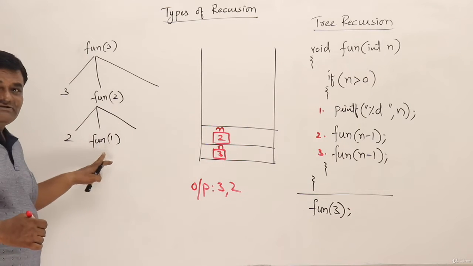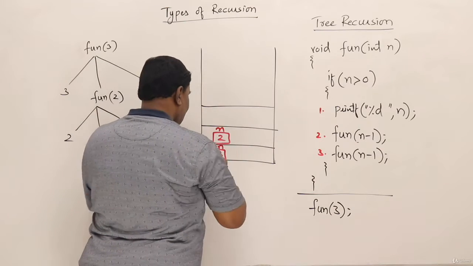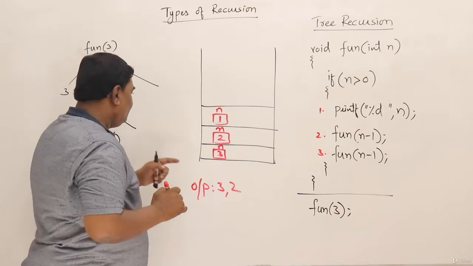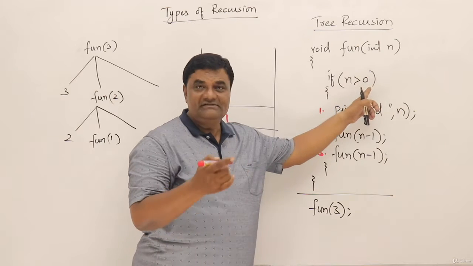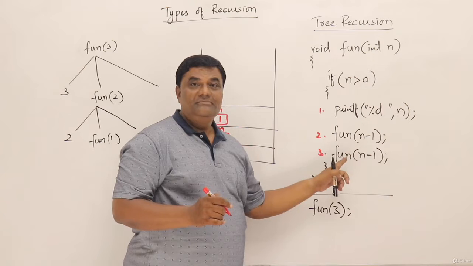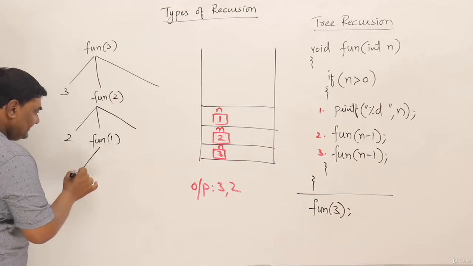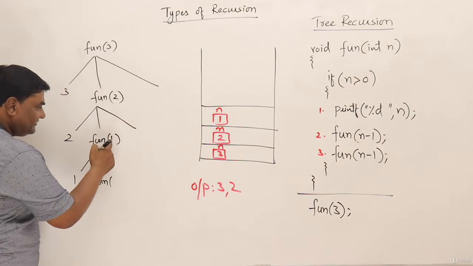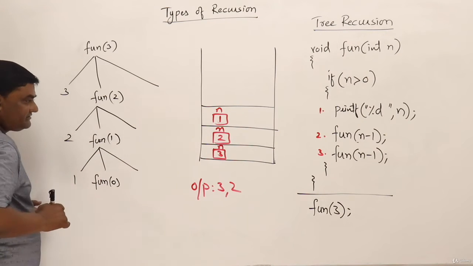Now let us continue with this call. Again an activation record is created and the value of n will be 1. For n is 1, 1 is greater than 0. Yes, it is greater than 0. Then it will perform 3 steps: first print 1, then make 2 calls. So first it will print the value that is 1. Then it will make the first call with reduced value of n. This is 1, so it will be 0. And the second call it will make afterwards.